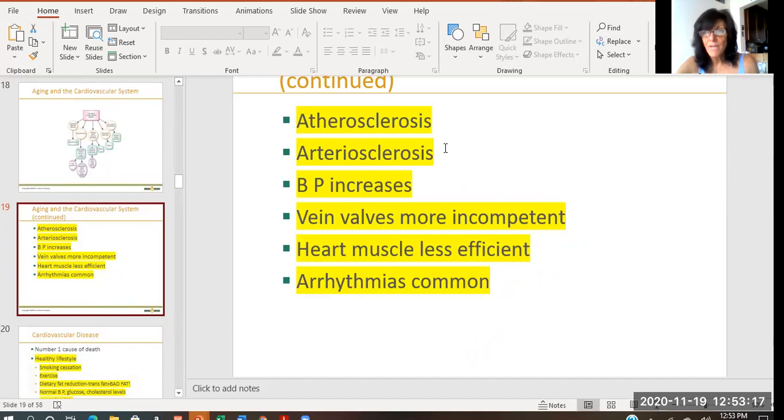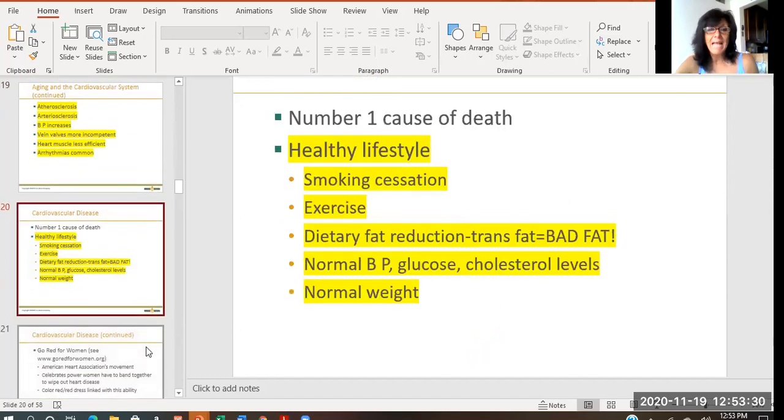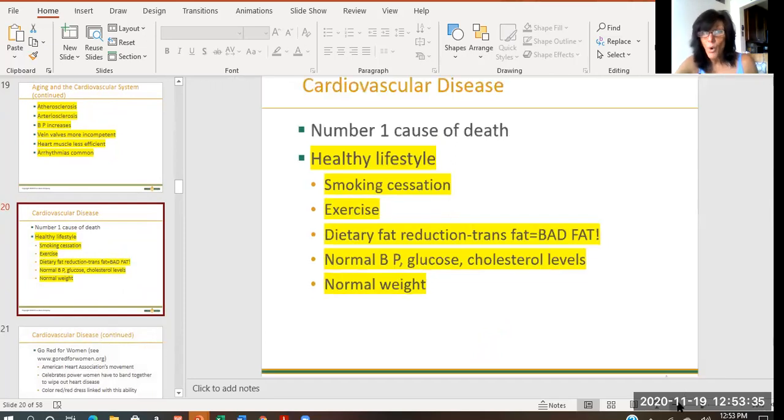Arteriosclerosis is a stiffening or hardening of the arteries that comes with age. Increased BP, vein valves are more incompetent, heart muscles not as strong as they used to be, arrhythmias become common, right? All these things. And so cardiovascular disease is the number one cause of death in this country. And it used to be just men. Well, now we have caught up. Isn't that good news? Anyway, what can you do to avert cardiovascular disease?